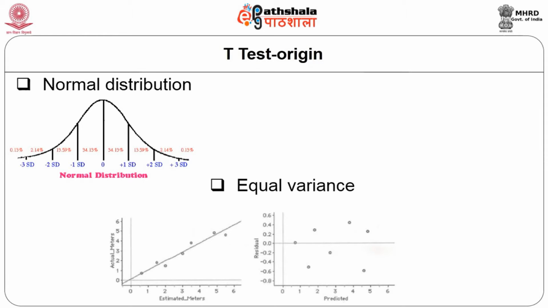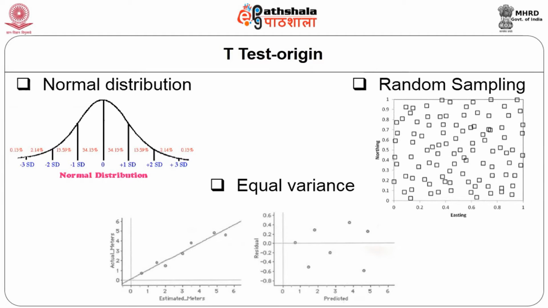And the second assumption is equal variances. That means that for the two groups in which you are conducting an experiment and control, the means may differ, but the variations should be similar in both the groups. The third one is random sampling, where you should pick the data at random.